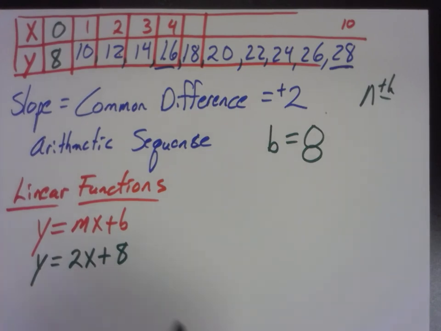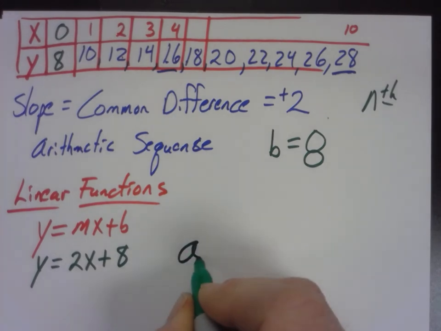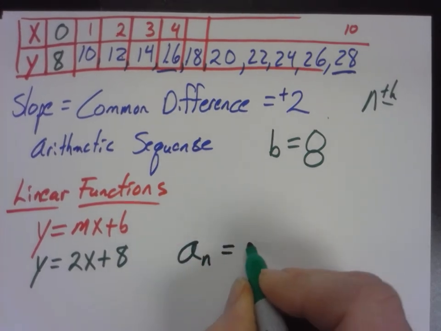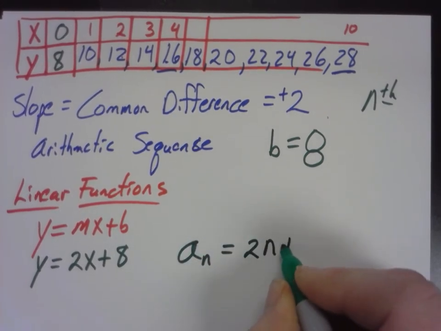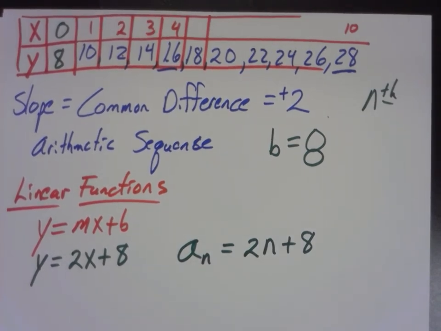And so instead of writing y equals 2x plus 8, we write it this way: a sub n equals 2n plus 8. So we write it as a function. What's the name of this function? A. That's its name. Okay? And here we're finding the nth term.